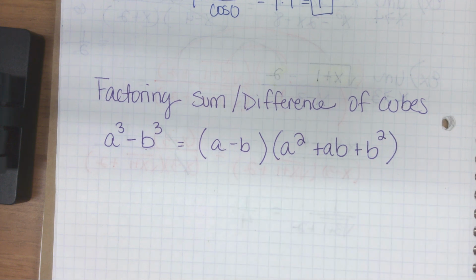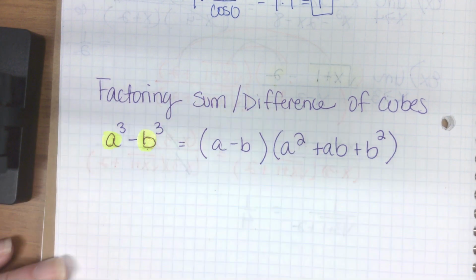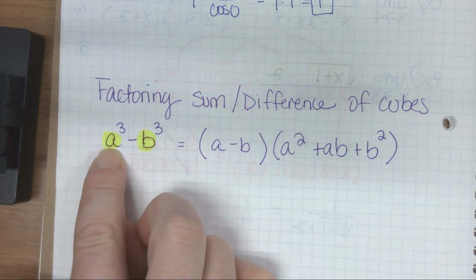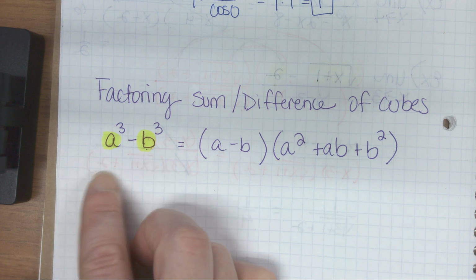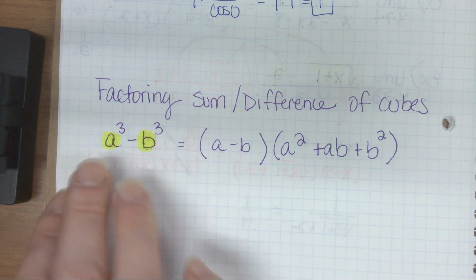Okay. So just realizing that the a and b are coming from what the cube root of those are. So they're going to have to be perfect cubes. We'll do an example in a second. Like maybe it would be x cubed minus 8. What's the cube root of 8? 2. Or maybe it would be like x cubed minus 27. What's the cube root of 27? 3. Okay, so it would have to be things that are perfect cubes.